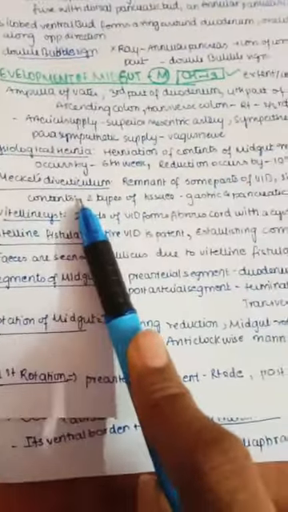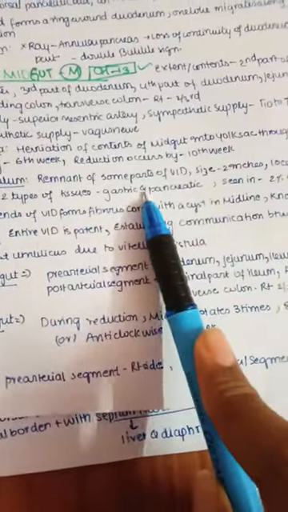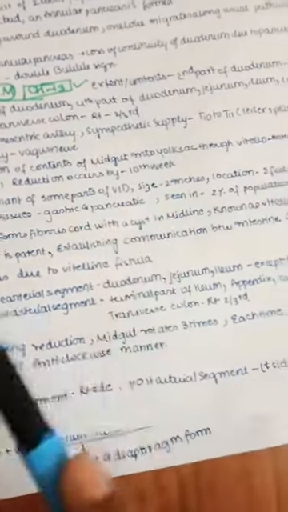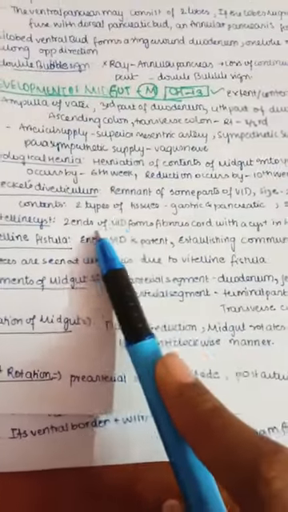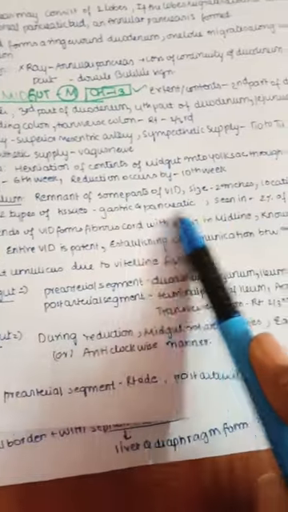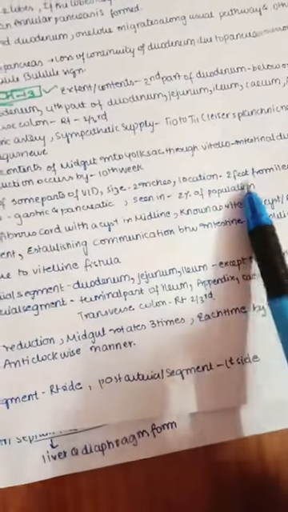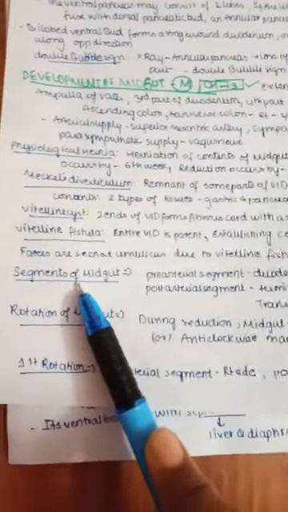Meckel's diverticulum is nothing but the remnant of some part of the vitellointestinal duct. The size is about 2 inches and the location is 2 feet from the ileocecal valve. The contents are mainly two types of tissues, gastric and pancreatic tissue, and it is seen in 2% of the population. So everything is 2, 2, 2, you can remember it, Meckel's diverticulum.